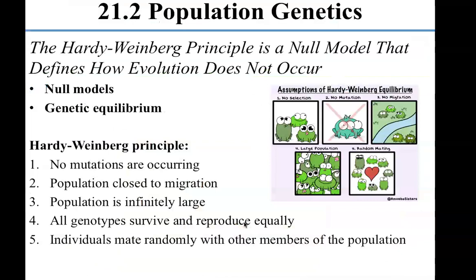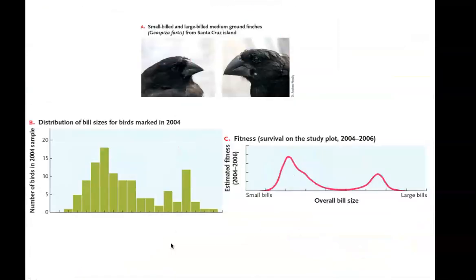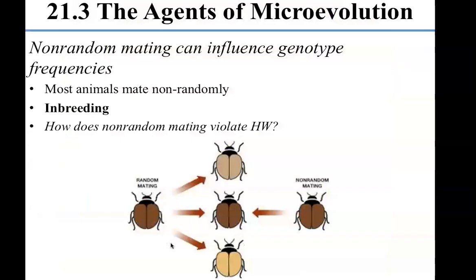Hardy-Weinberg: individuals mate randomly with other members of the population. So in other words, to achieve genetic equilibrium, mating has to be random. All right. So sexual selection would also violate this one because it means that individuals aren't mating randomly. They're selecting mates based on particular traits. It turns out that most animals do mate non-randomly. In other words, a lot of animals, especially your higher, more complex animals, select a mating partner based on particular traits that they have.